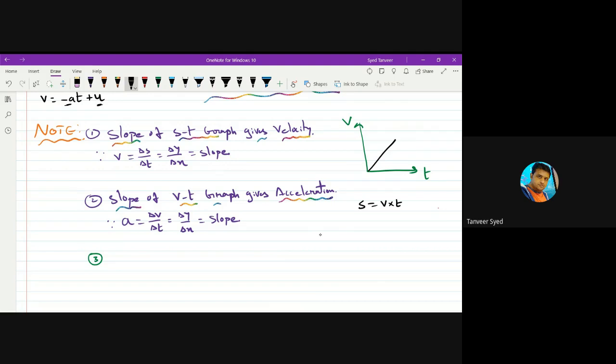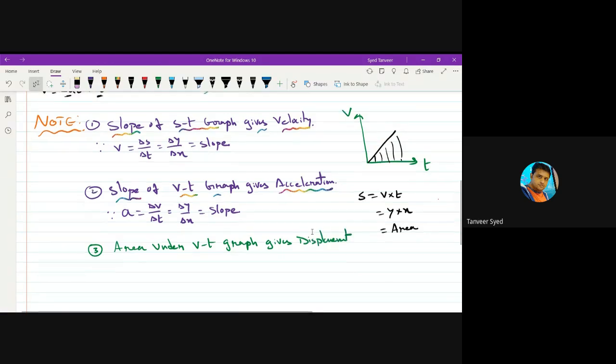Graphically, here V into T means Y into X. Y into X means what are you calculating? Indirectly, area. So if you find this area under the VT graph, then you will get the displacement of the body. Area under VT graph gives displacement.